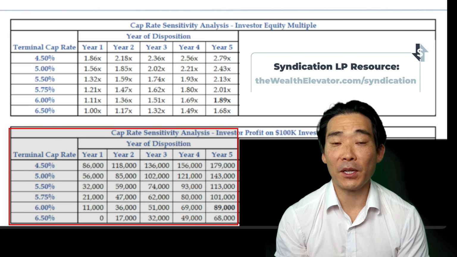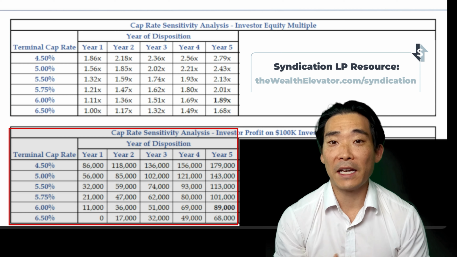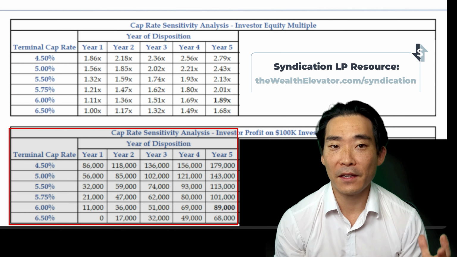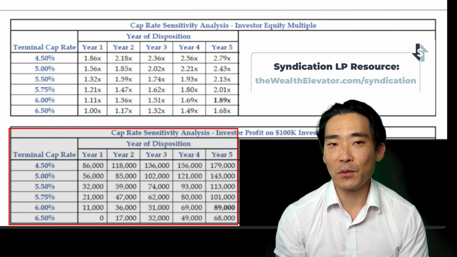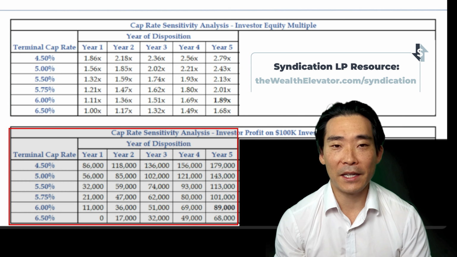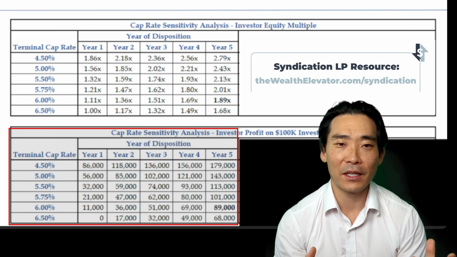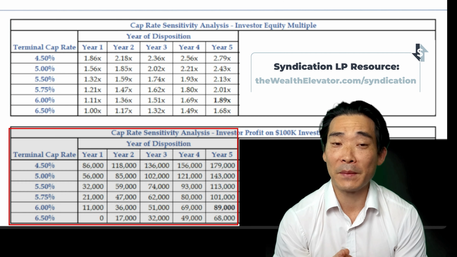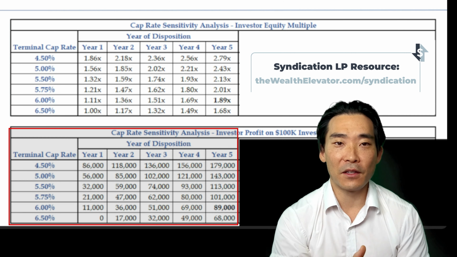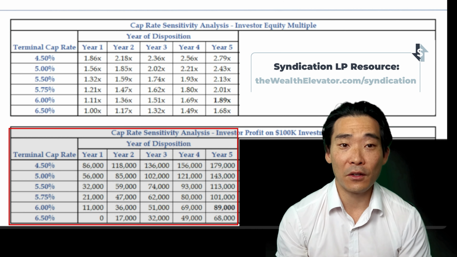Now, the chart on the bottom here is based on a $100,000 investment, just to make the math a little bit easier, just in case you get confused with equity multiples. And sometimes I do it, especially when they go over 3x, 4x. I don't really know what that is off the top of my head. Sometimes I have to write it down. But this is just another way of showing it in dollars what that looks like.